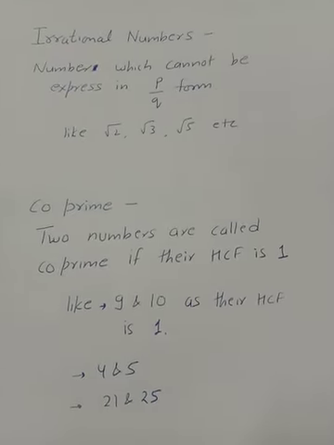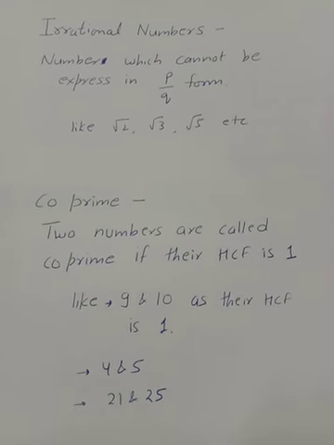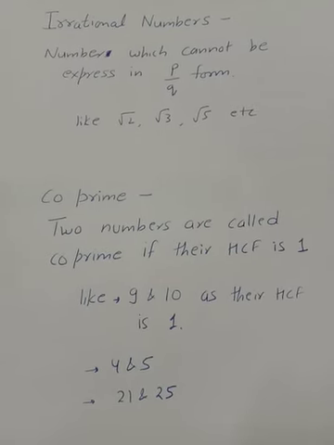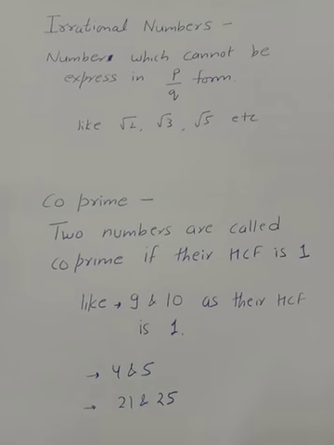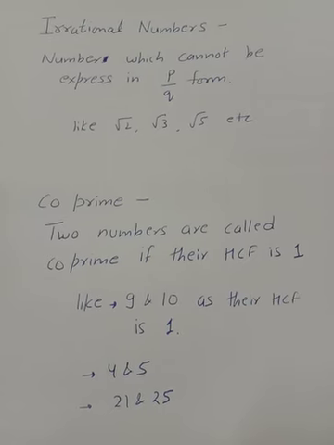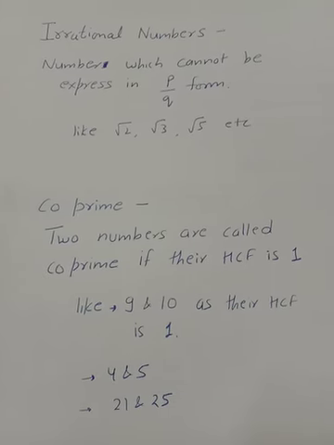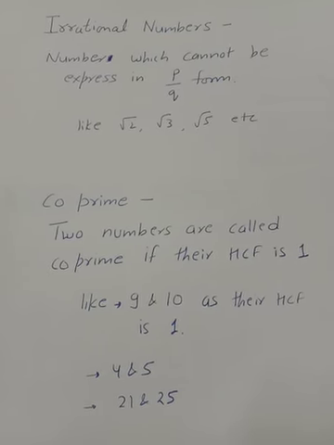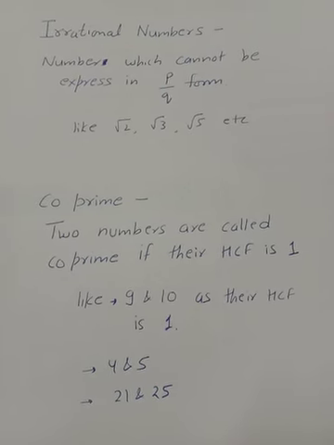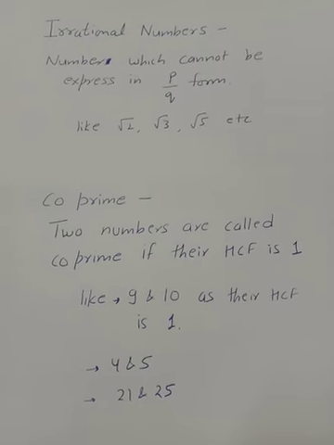An irrational number is a number which cannot be expressed in p by q form, like root 2, root 3, root 5. All these numbers are irrational numbers. One more thing we have to understand, that is coprime. Two numbers are called coprime if their HCF is 1. Like 9 and 10, their HCF is 1, so they are called coprime numbers. Same way 4 and 5, 21 and 25 are also coprime numbers.